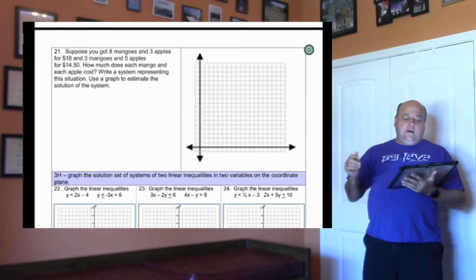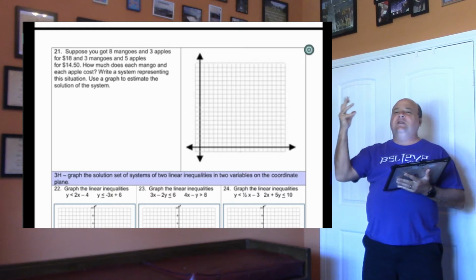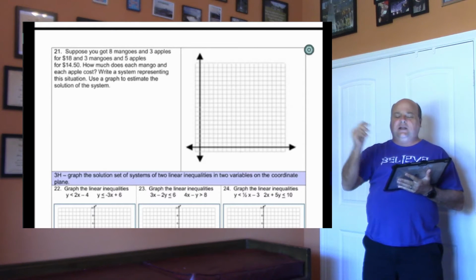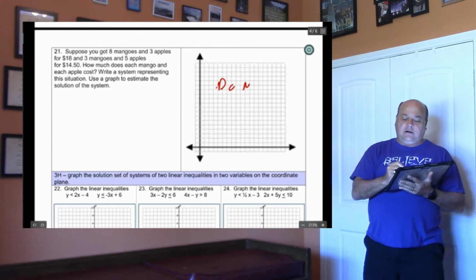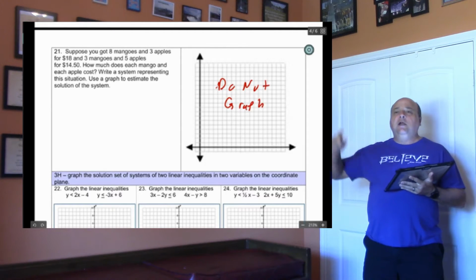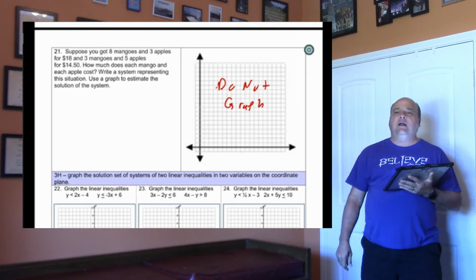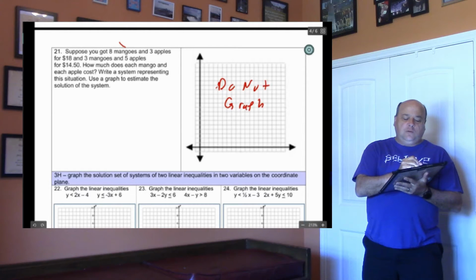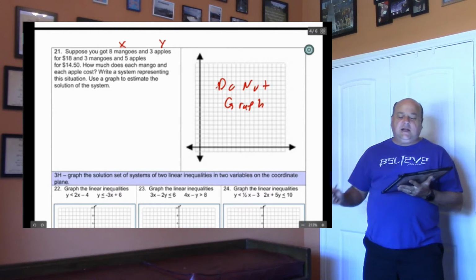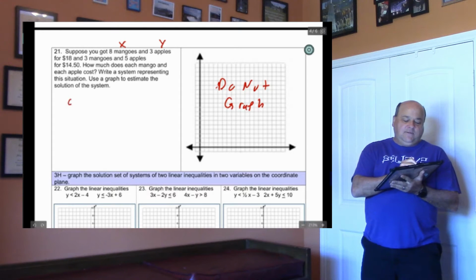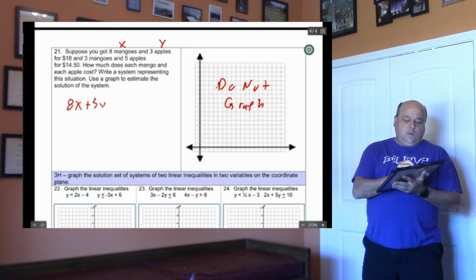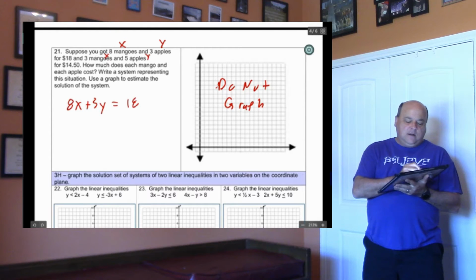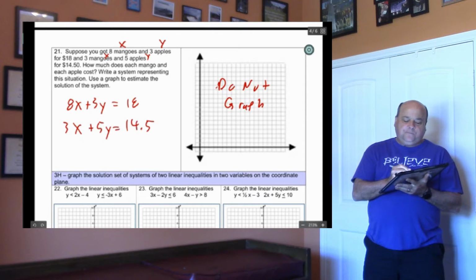On this one right here, don't worry about graphing this. It's very tedious to do it with the decimals. So just write down, do not graph. We're just going to plug this into the calculator and get our answer. Make your first item X, your second item Y. So I'm going to have 8X plus 3Y equals 18. And then I'll have mangoes and apples again: 3X plus 5Y equals 1450.